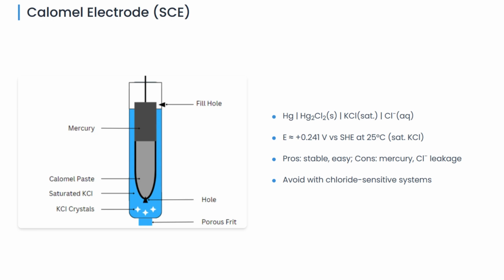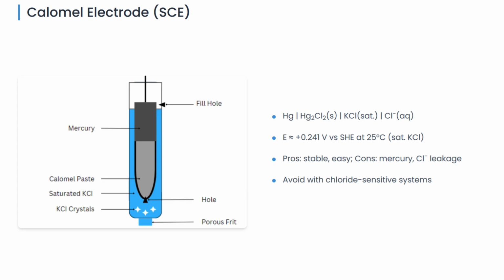Next, we explore the Calomel electrode, also known as SCE. The diagram shows a calomel electrode which contains a layer of mercury at the bottom, topped with a paste of mercury(I) chloride, which is in contact with a saturated potassium chloride solution. And you can even see potassium chloride crystals present. A porous frit at the end allows for electrical contact. Its notation is Hg | Hg2Cl2 (solid) | KCl (saturated) with chloride ions in aqueous solution.